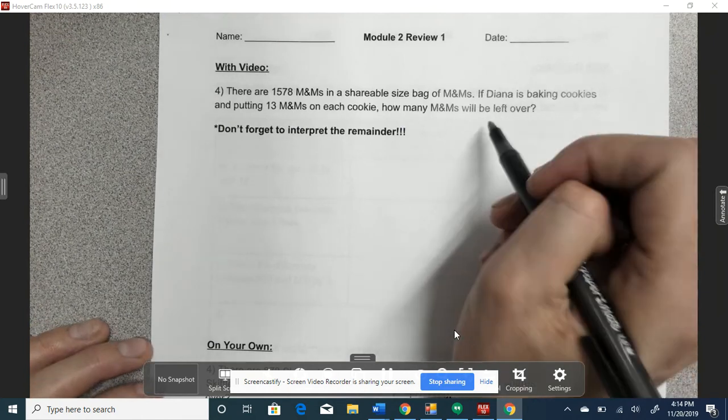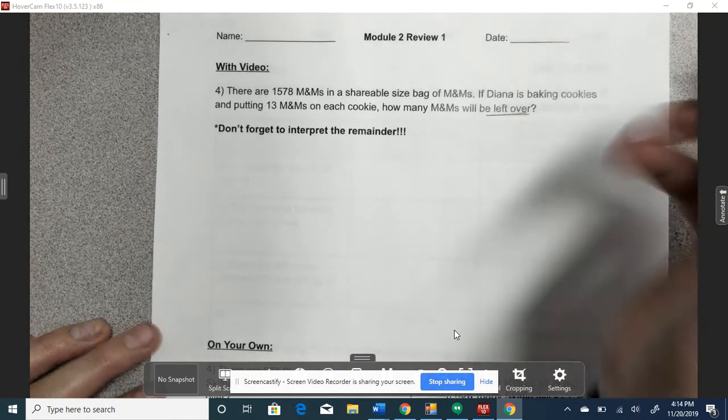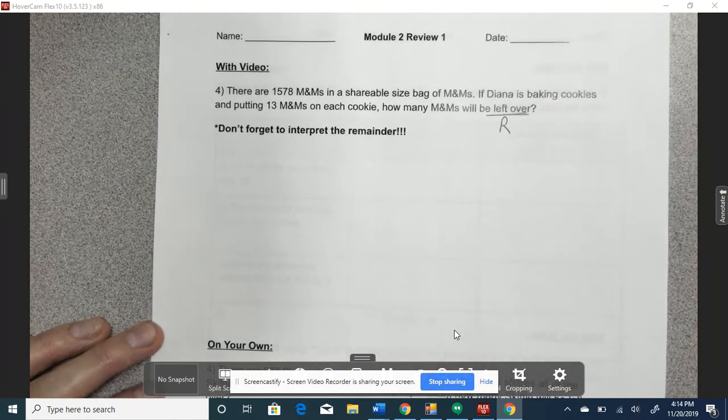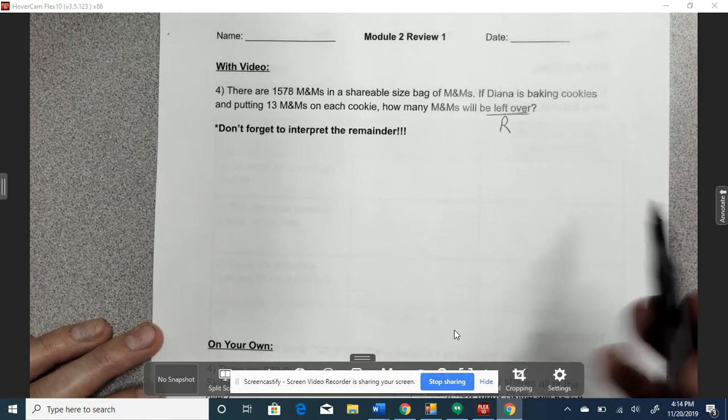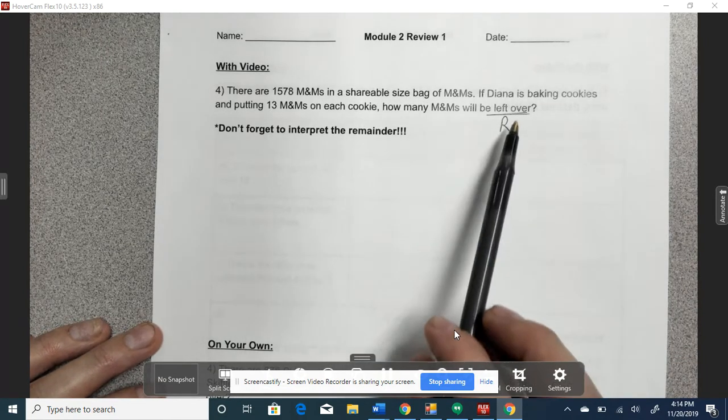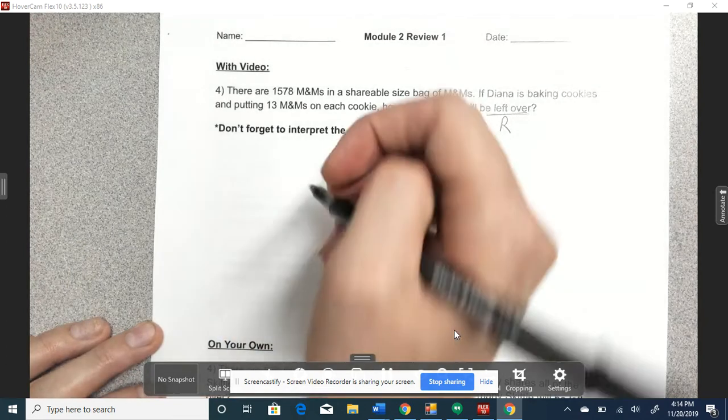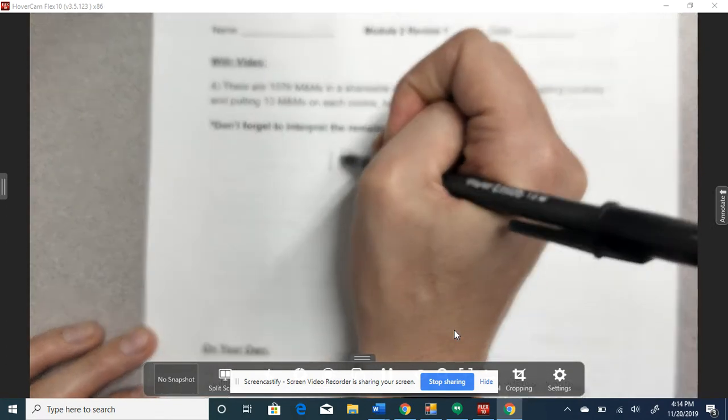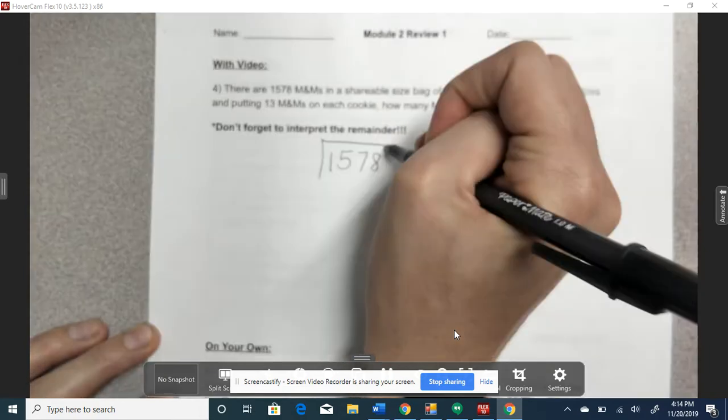Well, let's see. I know how much is left over refers to my remainder. So I think I'm just going to be looking at my remainder for this one. I'm going to double check when I do my work, but I'm going to keep that in mind. So let's start by setting up our problem. 1,578 divided by 13.